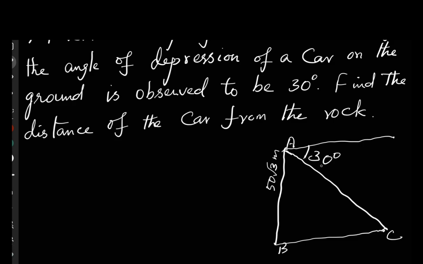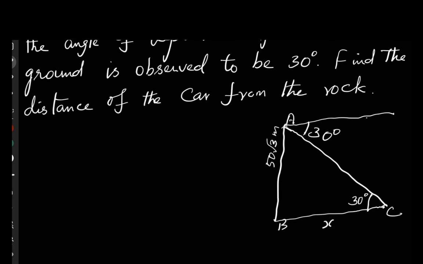So always you have to bring the angle of depression down, the alternate angle. The normal sight and the ground are parallel lines. So you bring this 30 here to the ground, 30 degree. Find the distance of the car from the rock. So you have to find this as X.